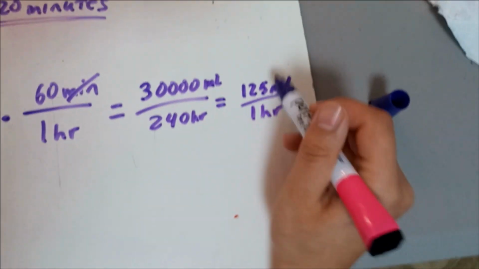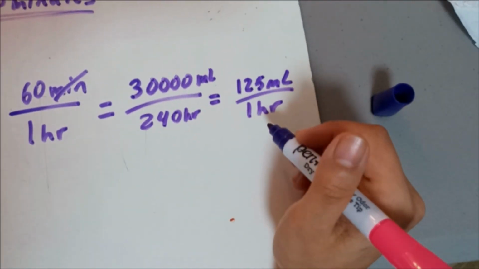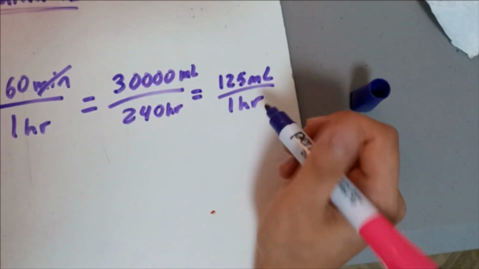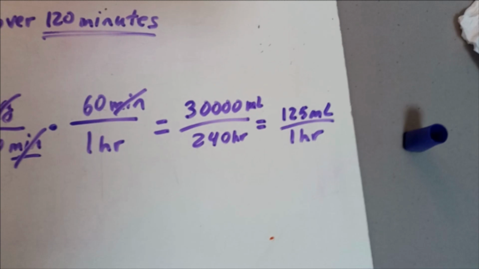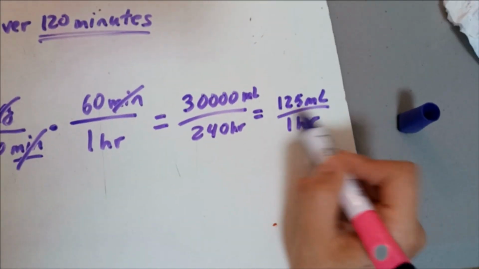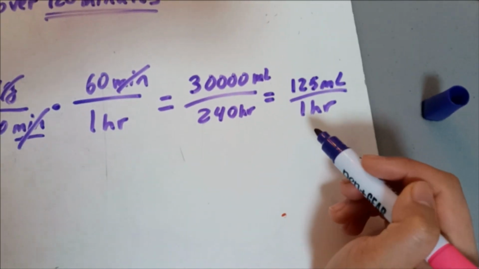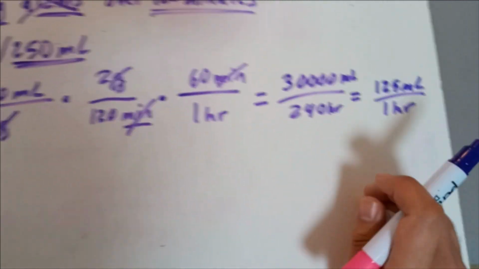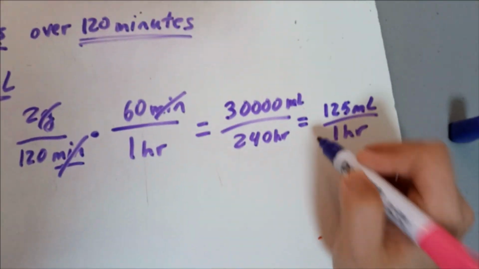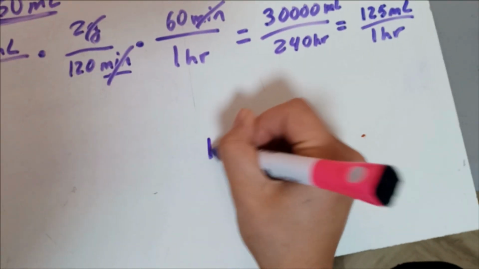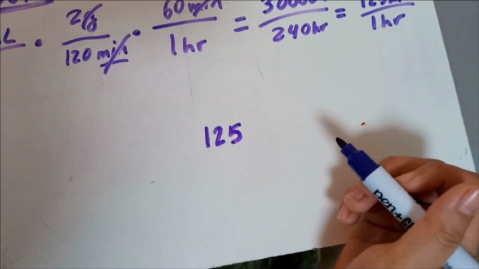So that is what you would put into your machine, into your pump, so that it'll give 2 grams in 120 minutes. So it would just keep pumping at this rate until the bag finishes. So your patient would get their 2 grams of medication. So this is your answer, and on our exam, we would just write 125. They didn't want us to add units. We would just have that as our answer.